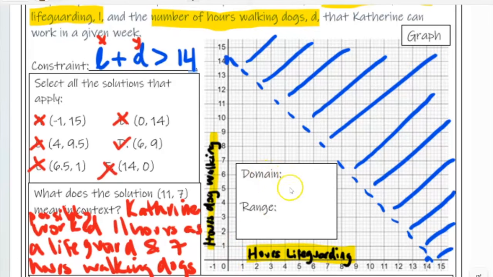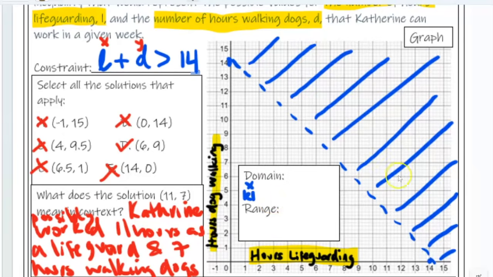Okay, so finally, let's look at domain. Just reminding you, what is domain again? It is X values from left to right. Okay, so looking at the X axis starting on the left, this is real world. So can I have -1 hours lifeguarding? No. So I can have 0 though, right? Yeah. So we're going to start at 0. Can I have 0.5 hours lifeguarding? Yes. Okay, so this one is not discrete. This is continuous. So I'm actually going to write that down. Continuous.